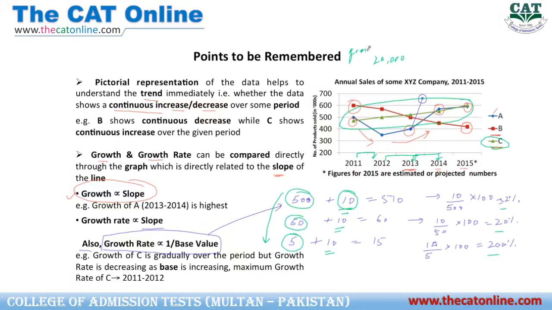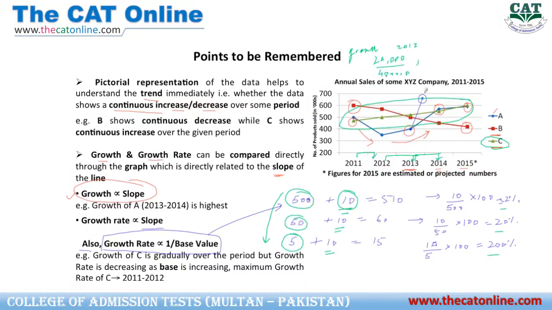So the growth remains 20,000, but the growth rate changes, because in the first year, in the year 2012, this 20,000 was recorded over a sales of 4 lakh and 80,000.